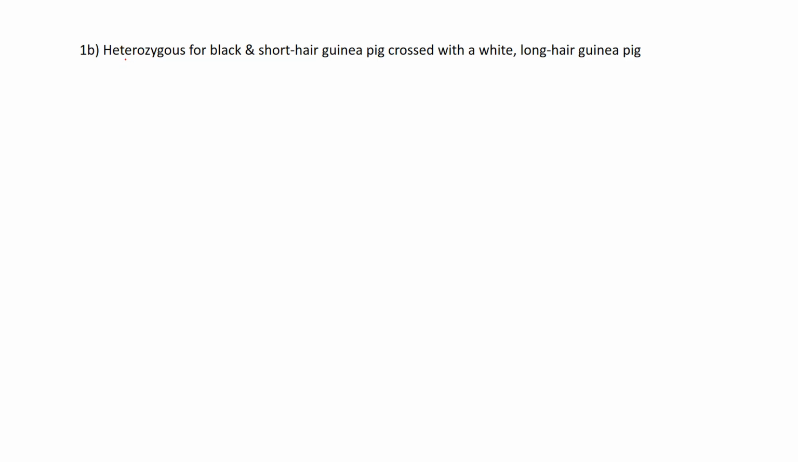So this particular cross is between a hetero for black. Hetero, again, if it's black, has to have a capital B because it's hetero, little b, and short hair. So we're assuming this hetero means for both the black and the short hair. So capital S, little s. Okay, so that's one parent, and that's crossed with a white. Go back to take a look at our legend. We know white is little b, and a long hair guinea pig. So long hair being little s, little s.